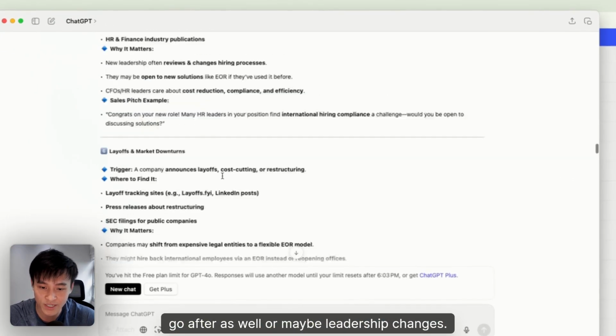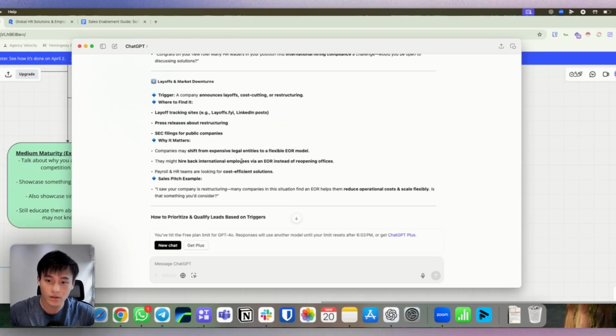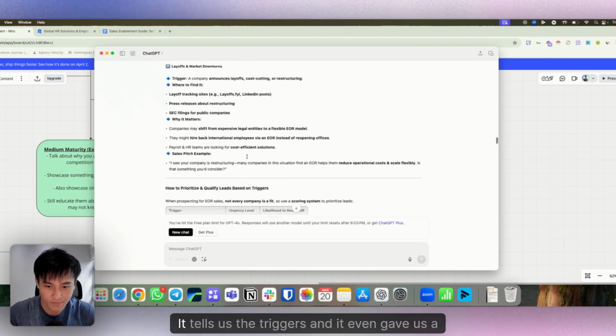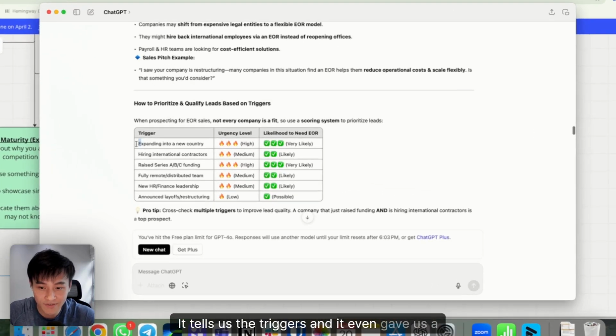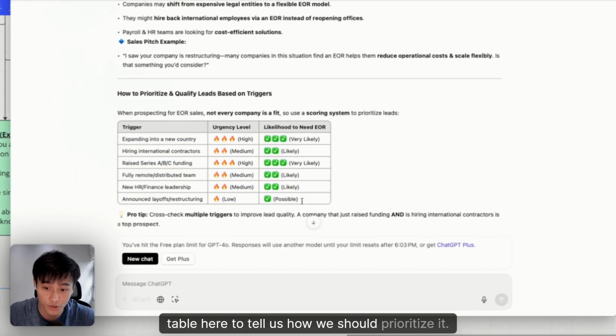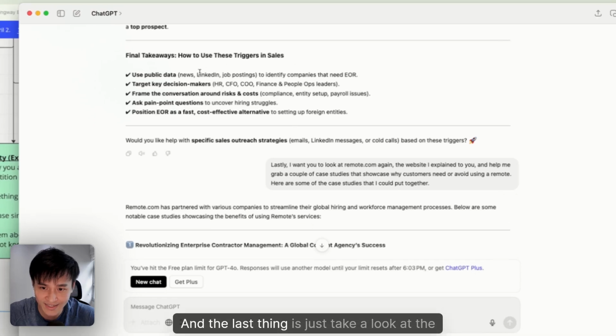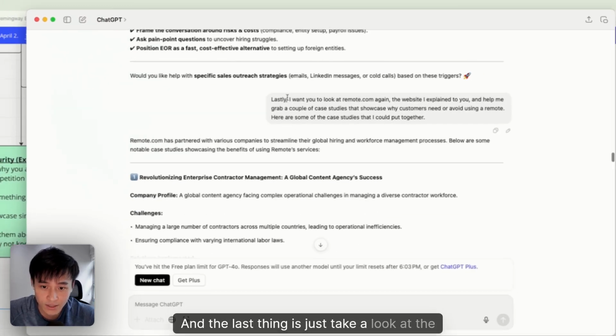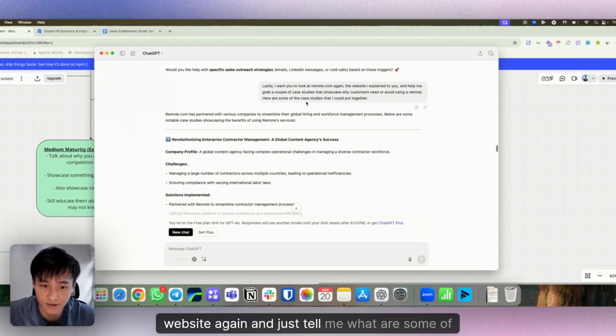Or maybe leadership changes. So again, we have a lot of good information. It tells us the triggers, and it even gave us a table here to tell us how we should prioritize it. And the last thing is just take a look at the website again and tell me what are some of the case studies that I could put together.